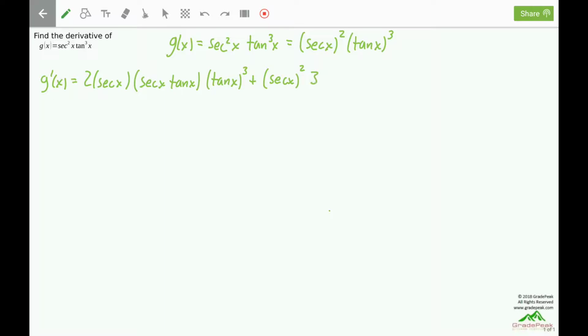In the second, we will bring down the 3. We will leave the inside of that alone, subtract 1 from it, then multiply by the derivative of the inside to complete the chain rule for that. Now the derivative of the tangent is secant squared to complete our chain rule.